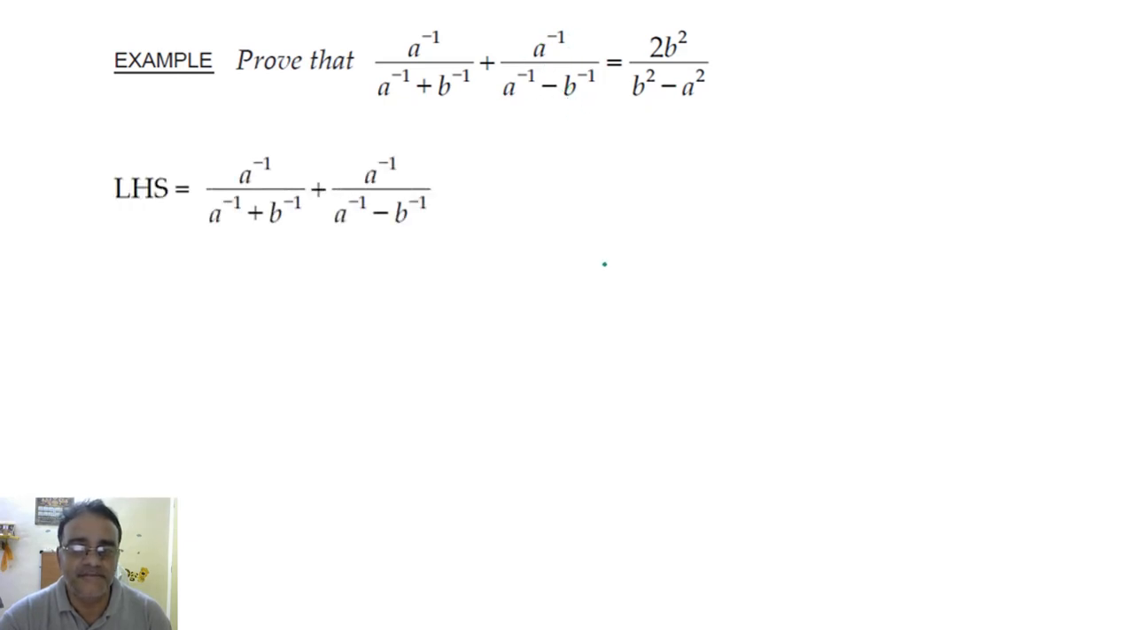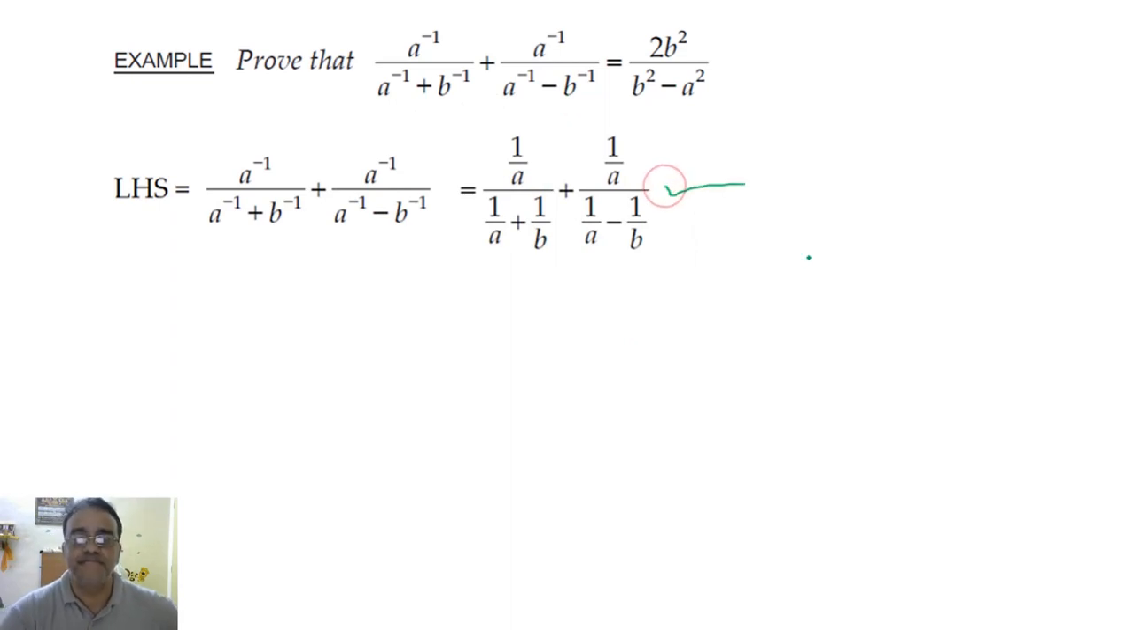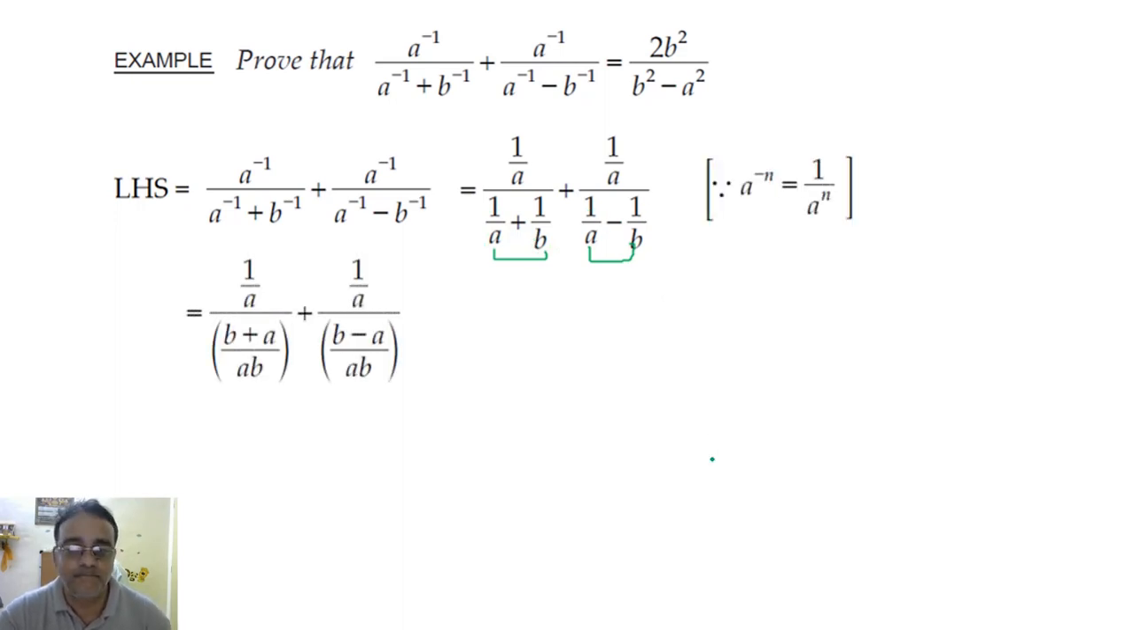Left hand side only. So is this step clear? Yes, sir. Now what we have to do? We have to take LCM in the denominator, here and here. How will you take it? What is the LCM of these two? A and B, A into B. Here also A into B, and the numerator will get B plus A. Here B minus A. Is this step clear? Yes, sir.